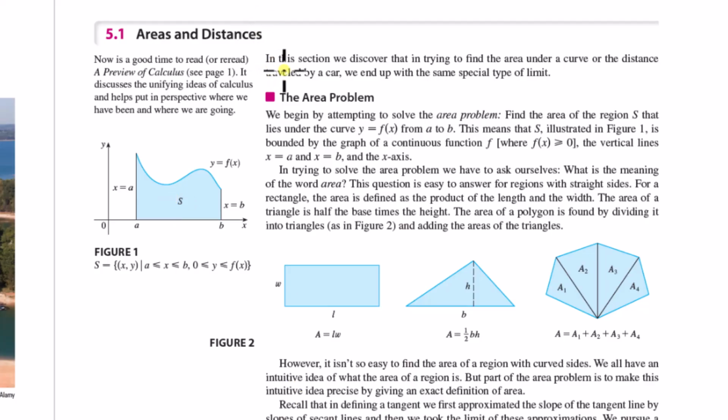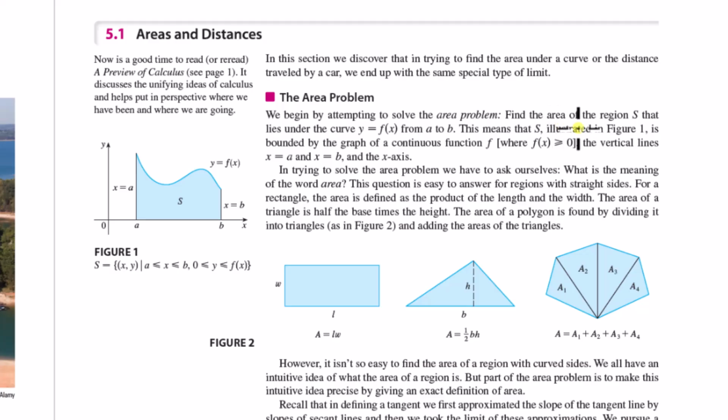Okay, so it says in this section, we discover that in trying to find the area under a curve or the distance traveled by a car, we end up with the same special type of limit. Yeah, the area and the distance problems both ultimately come down to finding areas under curves. Okay, so we begin by attempting to solve the area problem.